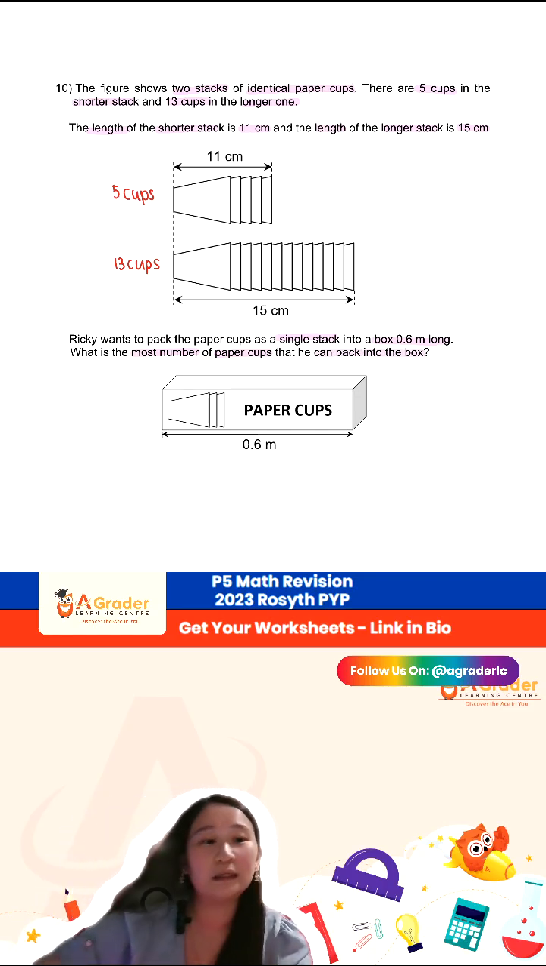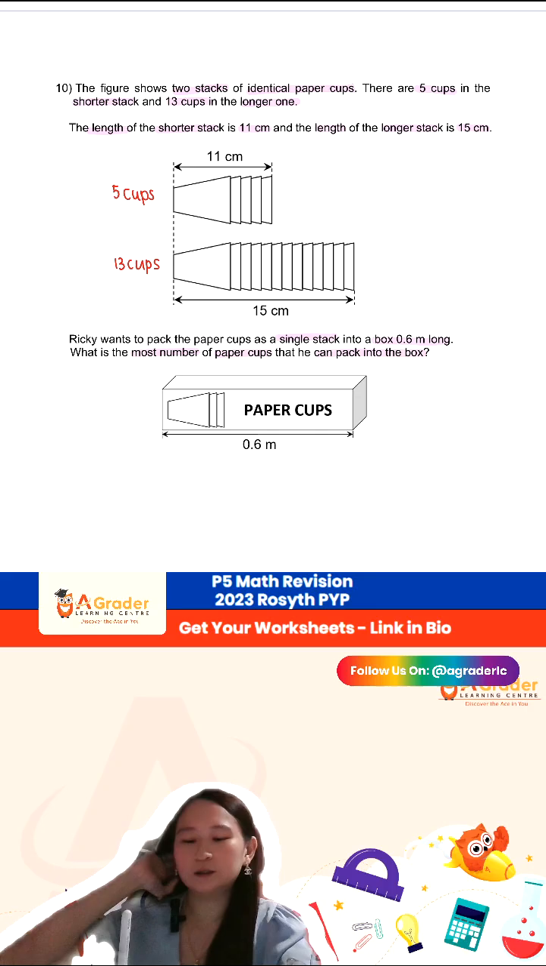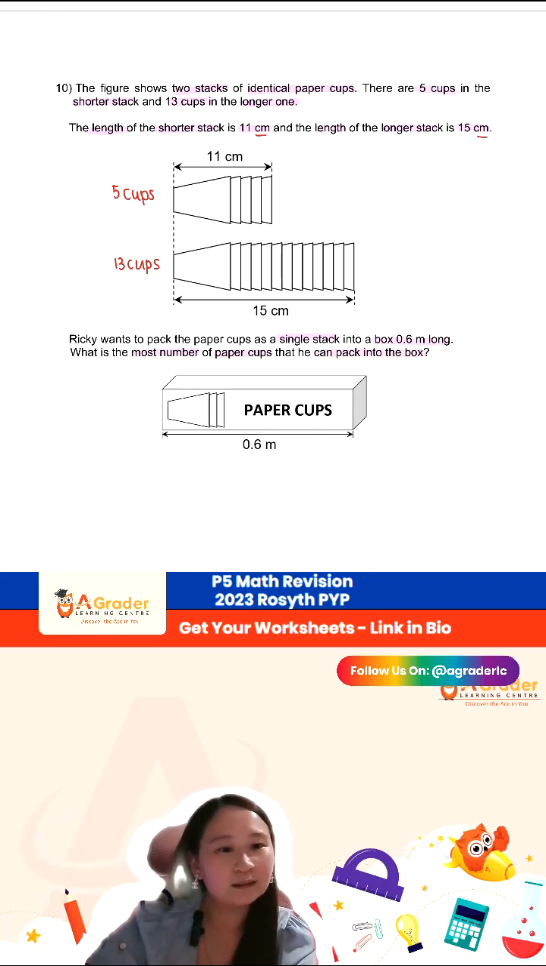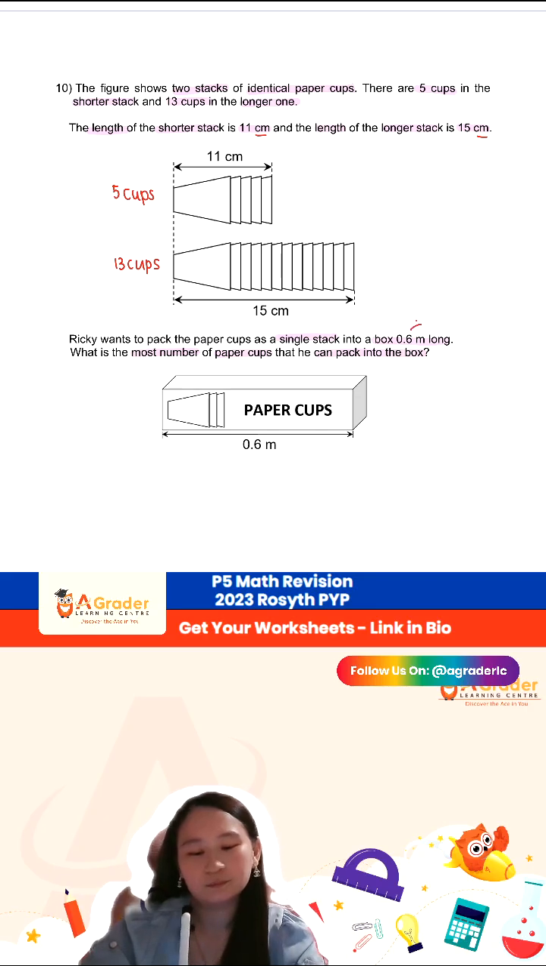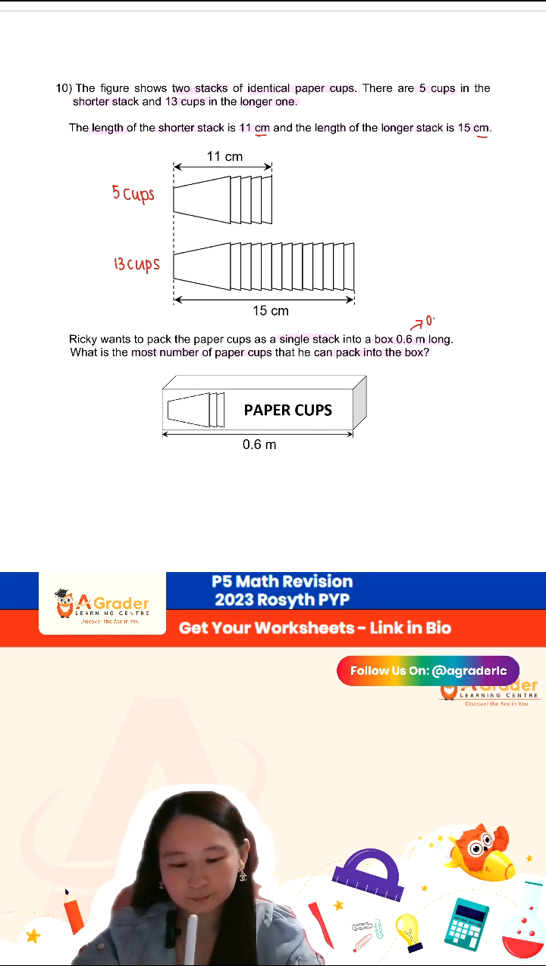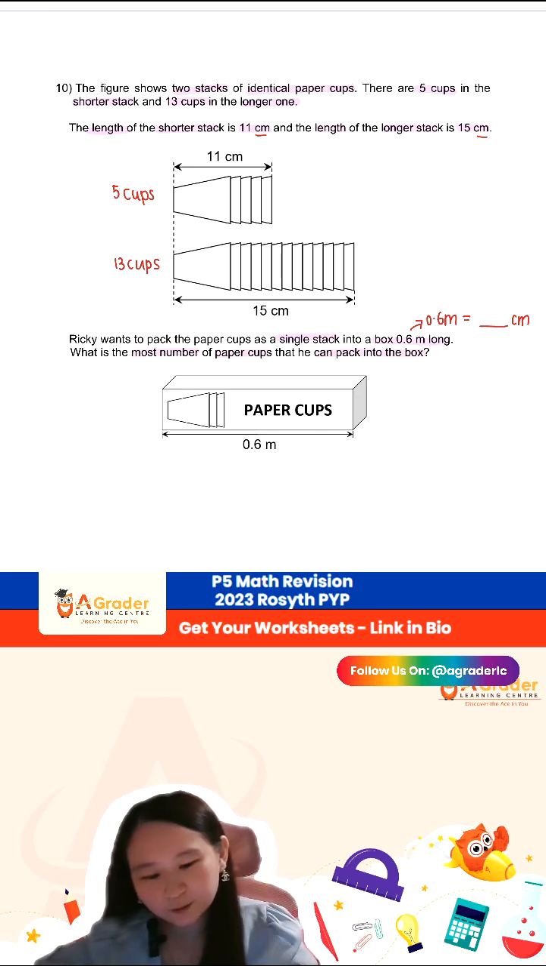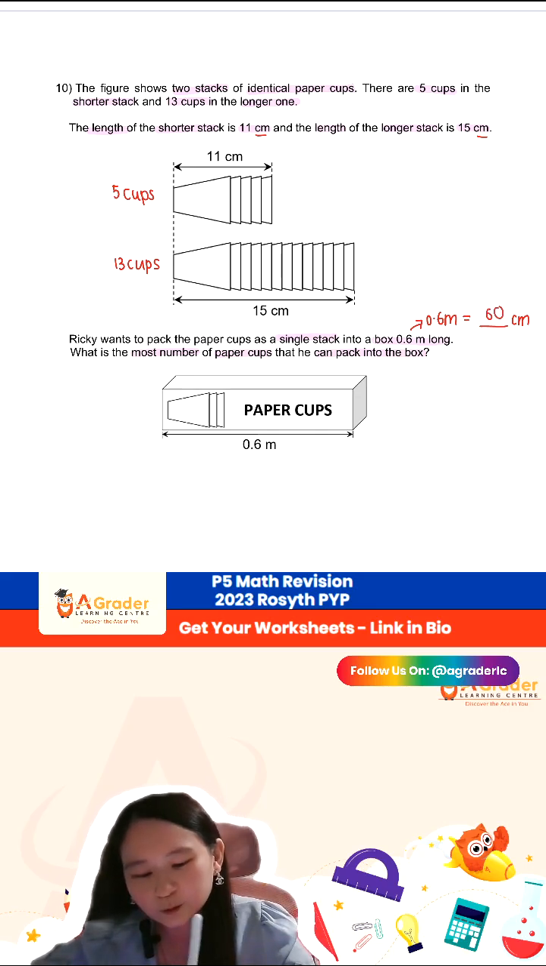So 0.6 meter is equals to how many cm? Because all of them are in centimeter, so we have to change them to the same units. 0.6 meter is equals to how many centimeter? Okay, good. So you multiply by 100.